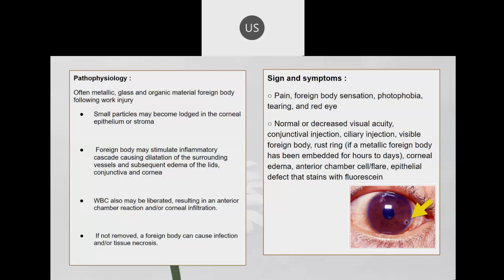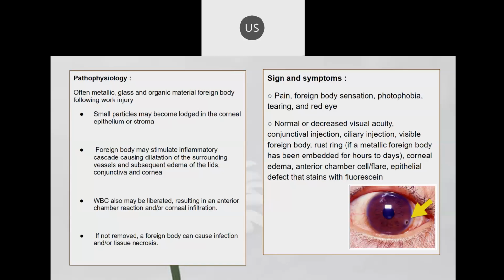The foreign body may stimulate the inflammatory cascade, causing dilatation of the surrounding vessels and subsequent edema of the lids, conjunctiva and cornea. The RBCs also may be liberated, resulting in an anterior chamber reaction and or corneal infiltration. So if the foreign body is not removed, it may cause infection or tissue necrosis.